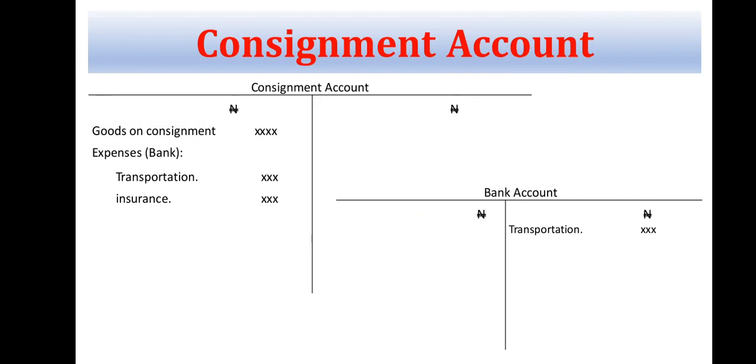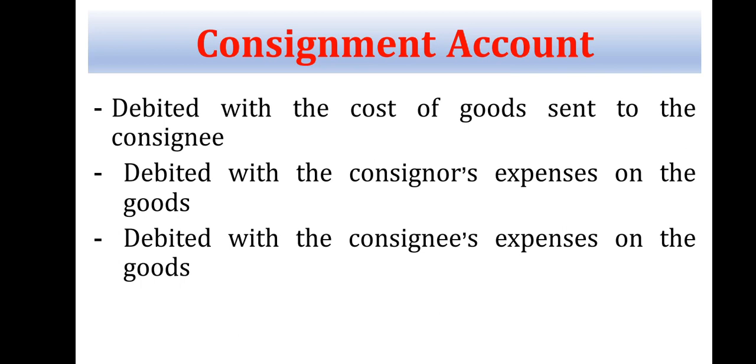So insurance will also be debited to the consignment account. The corresponding credit entry will also go to the bank account. And if there are any other expenses that the consignor, that is the owner of the goods, incurs on those goods, all those expenses will be debited to the consignment account, while the corresponding credit entry will go to either cash or bank account.